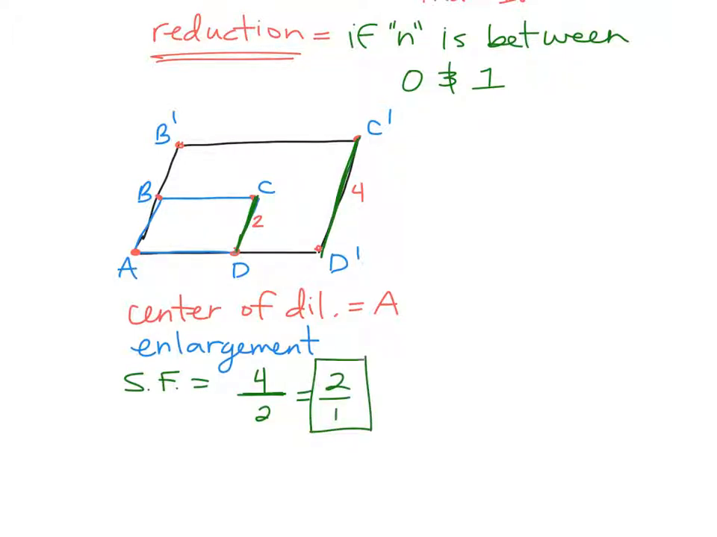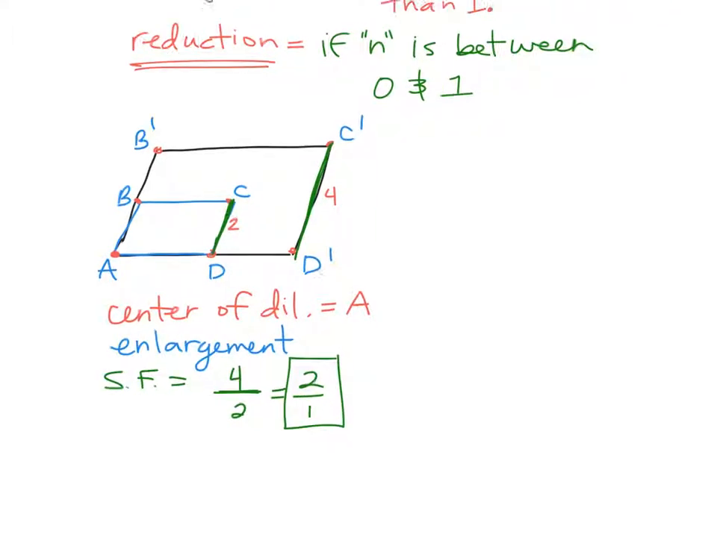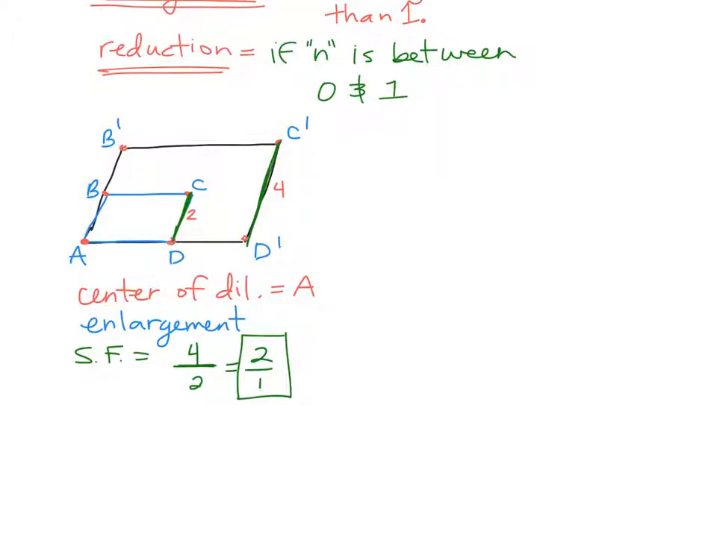So my scale factor is 2 to 1. Do you know what that means for that figure? It doubled, right? It was a scale factor of 2, so my original figure doubled. Does that make sense? Okay, so it's an enlargement with a scale factor of 2. Okay, what about this one?